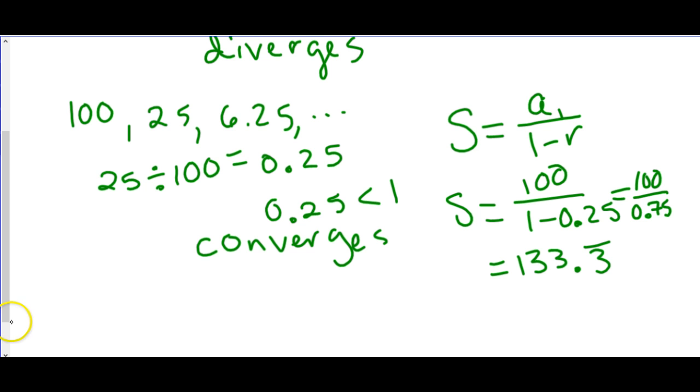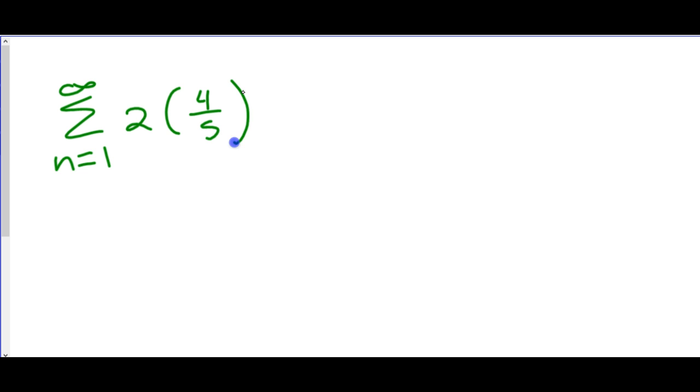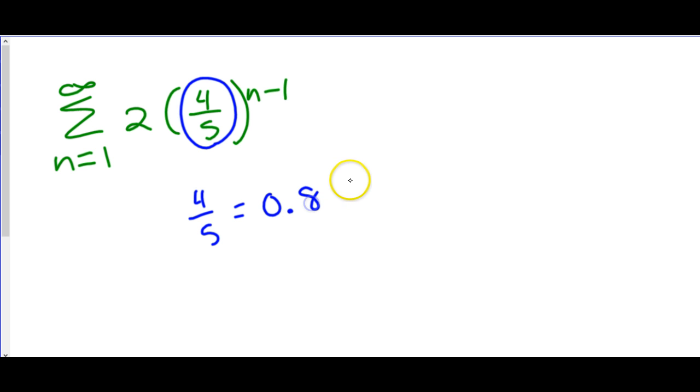So just one last example. This time we'll work on it in sigma notation. So looking at the common ratio first, that's what is inside the parentheses. We can determine 4/5. If we plug that into a calculator, we get 0.8. That is less than 1, so we converge. And we can find the sum from this.